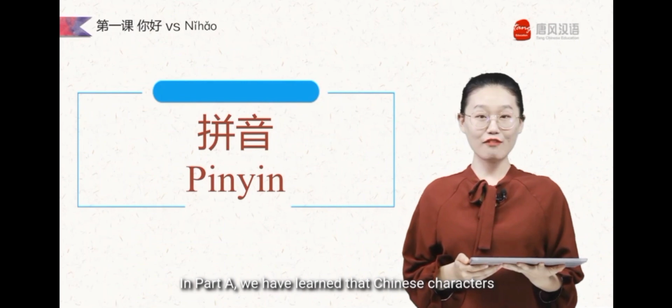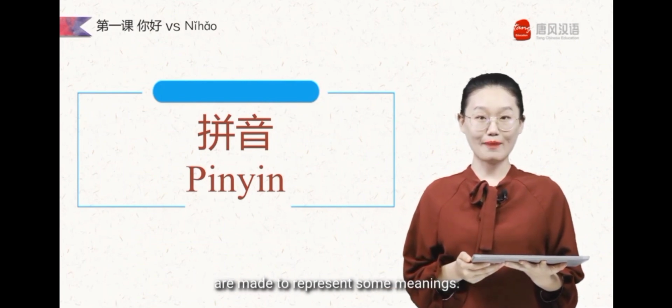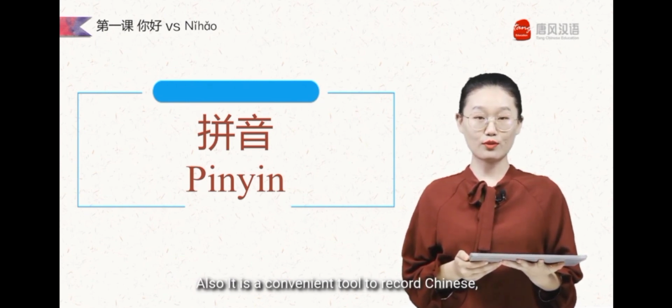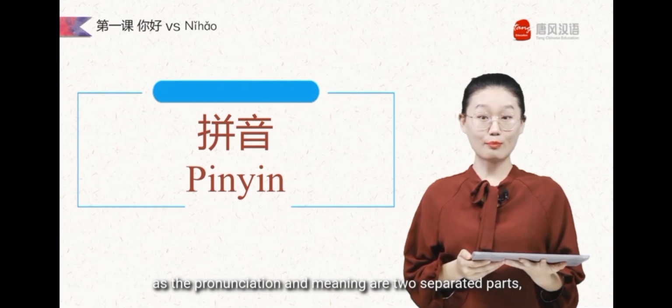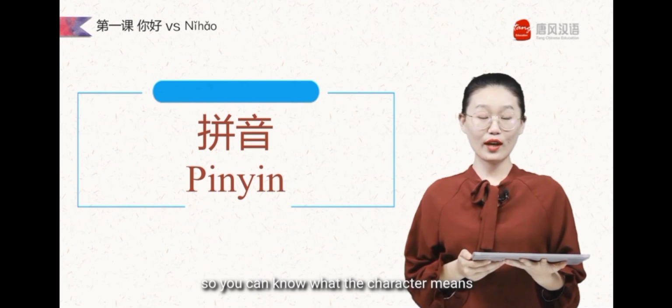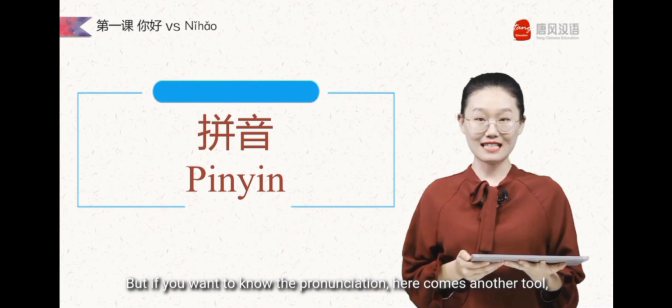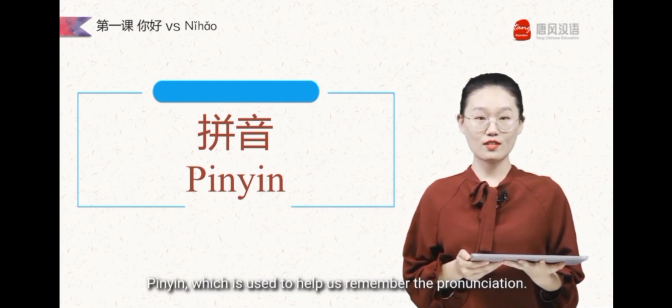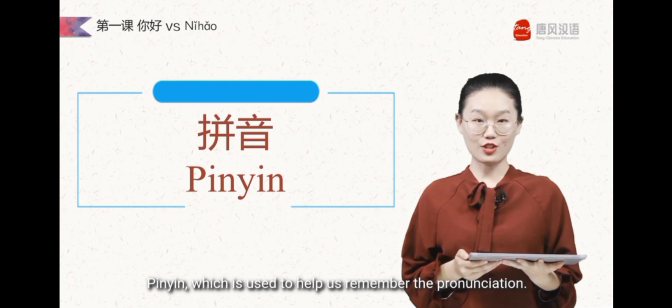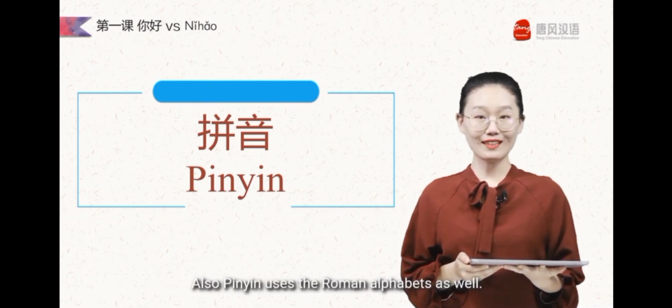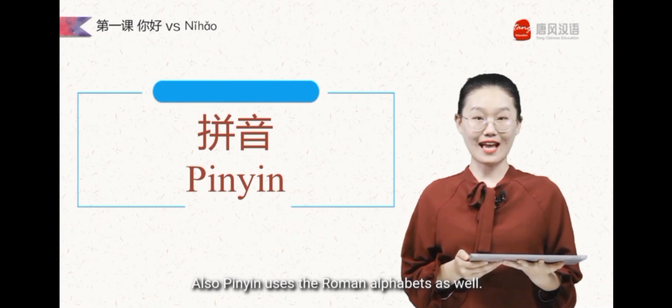In Part A, we have learned that Chinese characters are made to represent some meanings. Also, it is a convenient tool to record Chinese, as the pronunciation and meaning are two separated parts. So you can know what the character means without its pronunciation. But if you want to know the pronunciation, here comes another tool, pinyin, which is used to help us remember the pronunciation. Also, pinyin uses the Roman alphabet as well.